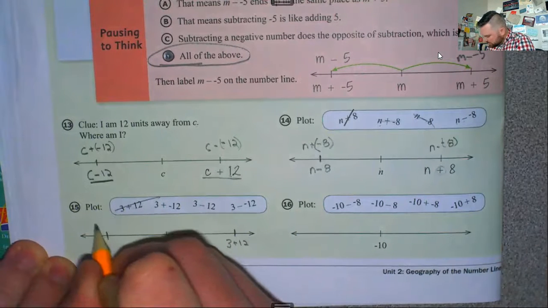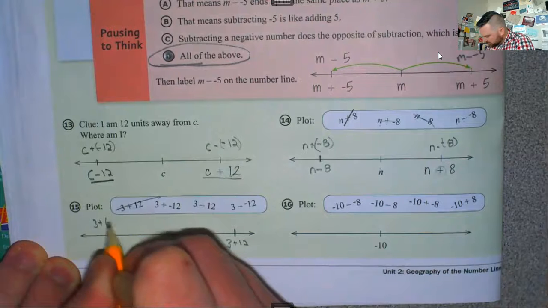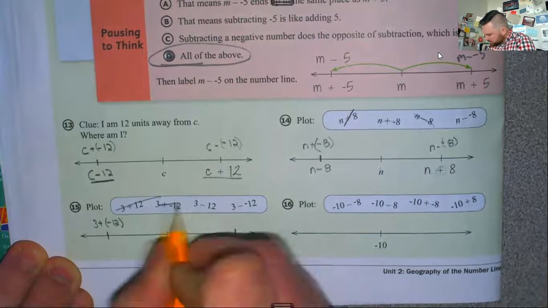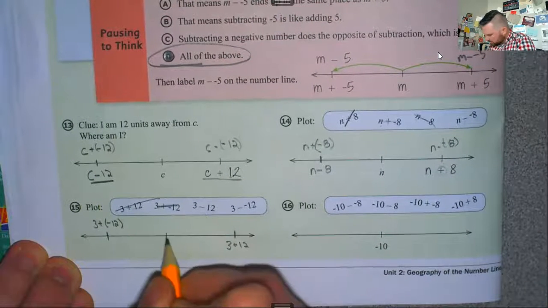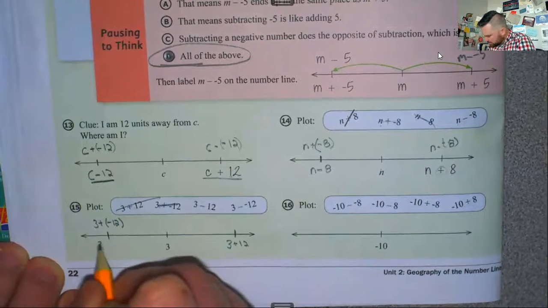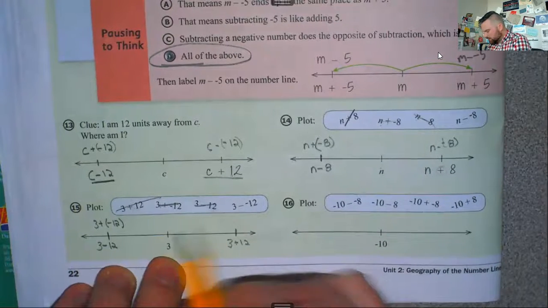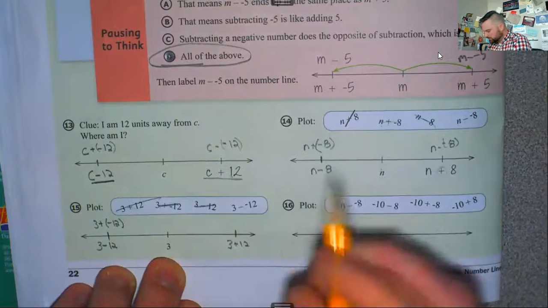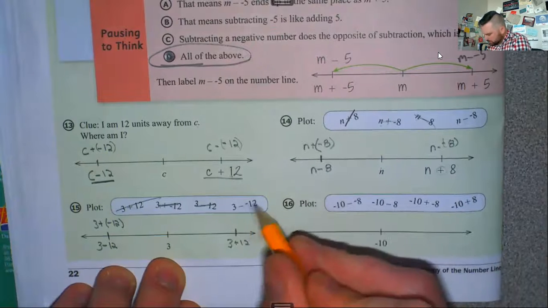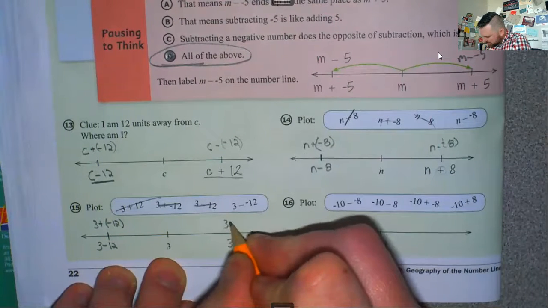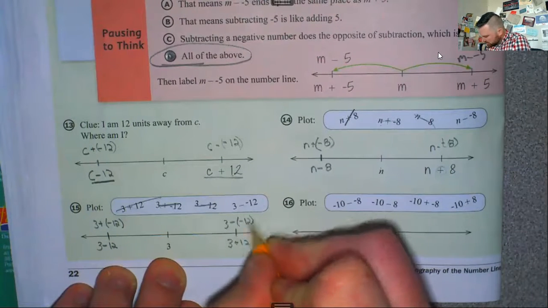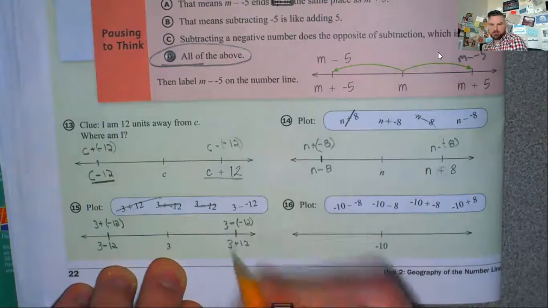So 3 plus negative 12. 3 minus 12, so you're at 3, you go left 12. 3 minus 12. And then 3 minus negative 12. So that's right here, 3 minus negative 12, because the 2 negatives make your positive there.